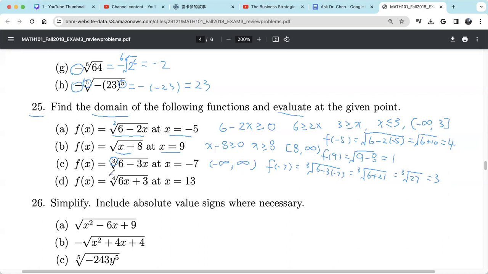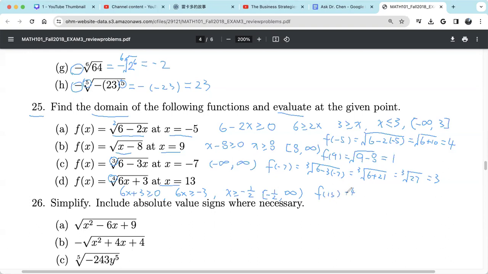Let's see this one. Now the index is an even number again. So we see the radicand 6x plus 3 cannot be negative. So that means 6x has to be greater than or equal to negative 3, divided by 6 on both sides. That means x has to be greater than or equal to negative 1/2. Use the interval notation, get this. Then we want to evaluate at x equals 13.